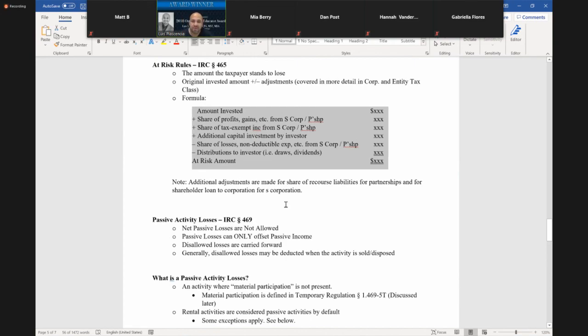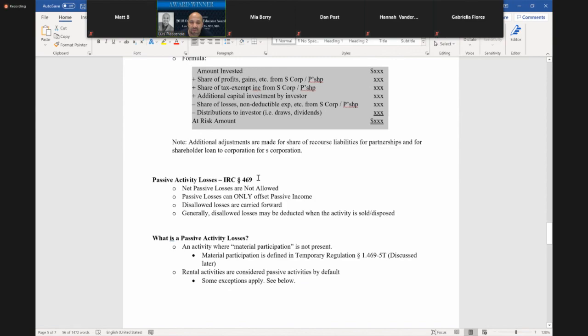Hurdle number two, section 469. So now I have enough to deduct. Can I deduct it? Well, the next question is, did you participate enough for it not to be considered a passive activity? In other words, did you materially participate? If you materially participate, then maybe you'll be able to take the deduction to the extent of the amount that you stand to lose. But if you did not materially participate, then you cannot take the deduction at all. Well, there are some exceptions to that. Let's cover the exceptions of passive activity losses under section 469.